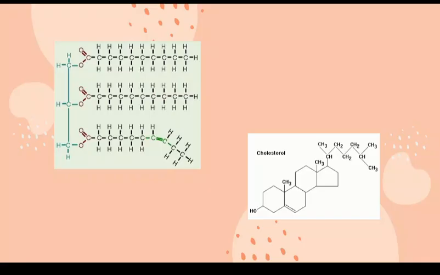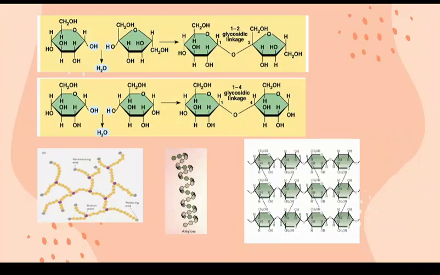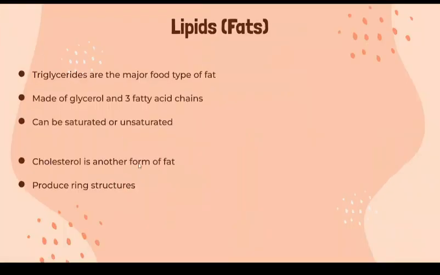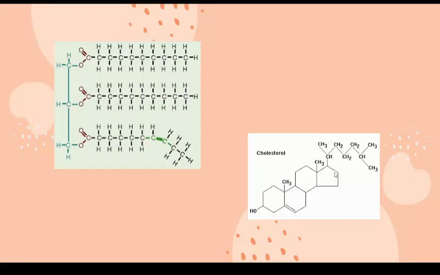Many people argue that unsaturated fat is a lot healthier than saturated fat simply because we can digest it a lot better and it helps our cholesterol. Cholesterol is another form of fat. It produces a ring structure. As you can see right here, ring, ring, ring with the carbon chain.